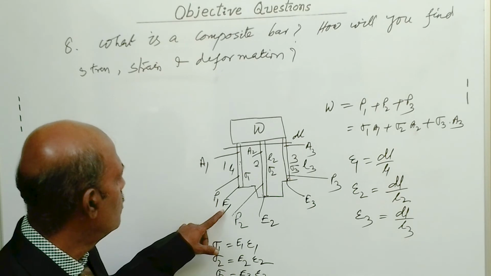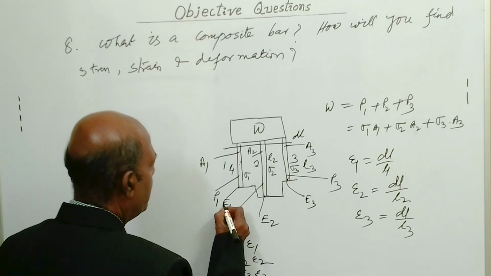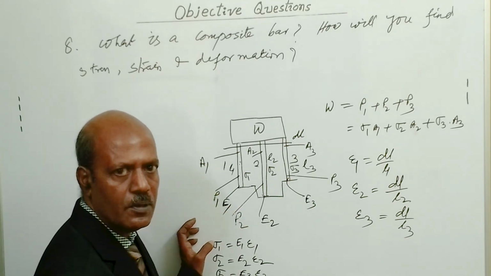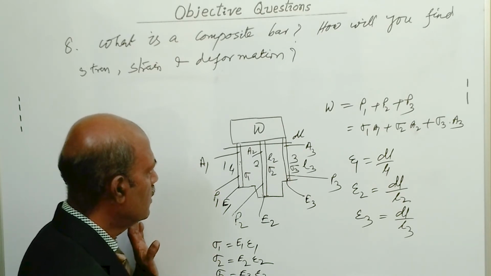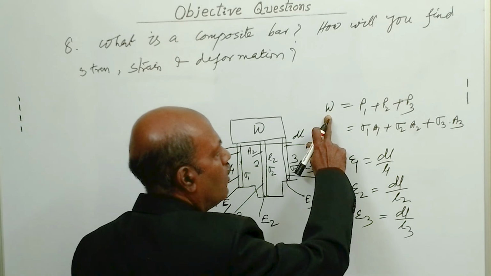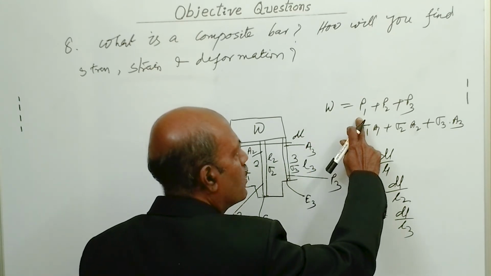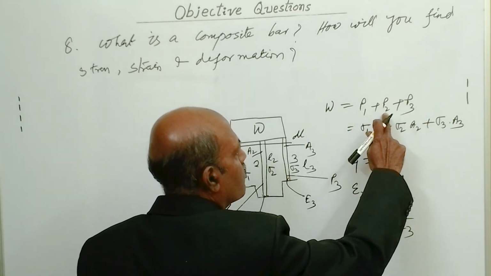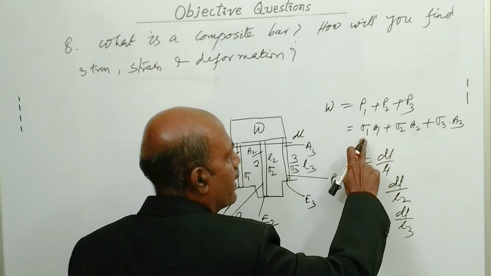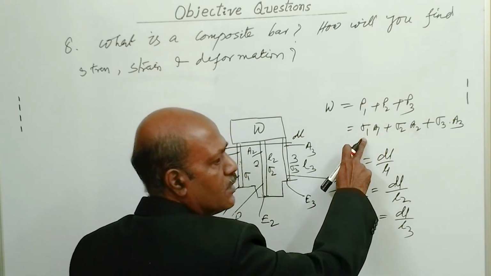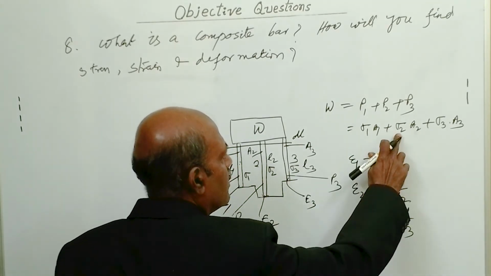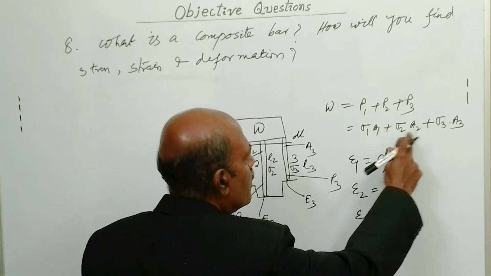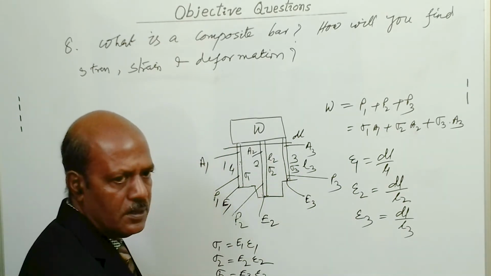And also this is the material property. Young's modulus of elasticity for bar 1 is E1, bar 2 is E2 and bar 3 is E3. So total load is equal to the load taken by the members, P1 plus P2 plus P3. So P1 we can write as sigma 1, the stress developed in bar 1, into the area of cross section A1, plus sigma 2 into A2 plus sigma 3 into A3.